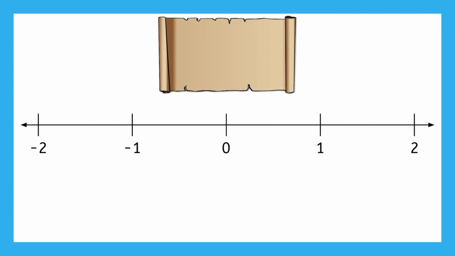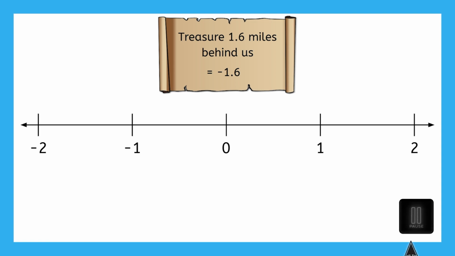We've got one more clue, this time for a map with no extra tick marks at all. The clue says the treasure is 1.6 miles, or 1 6/10 of a mile, behind us. I know that would be negative, but where exactly does the point go on the number line? Pause the video and try plotting the point on your own.